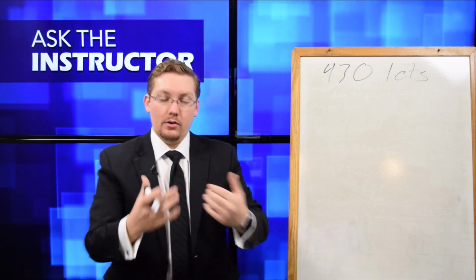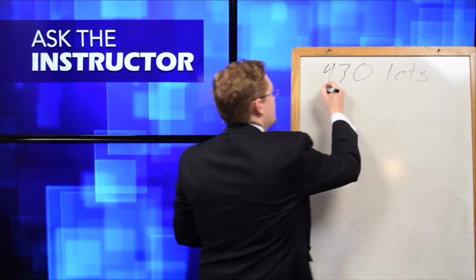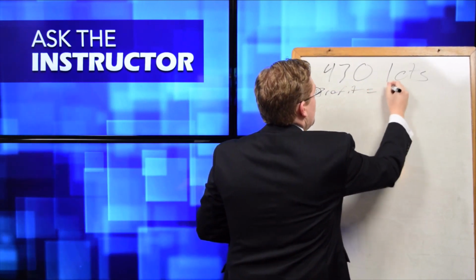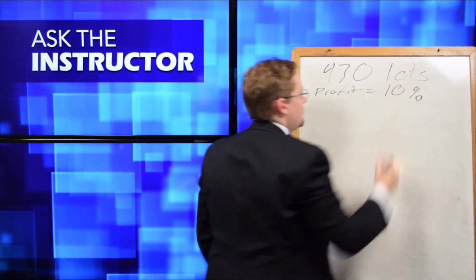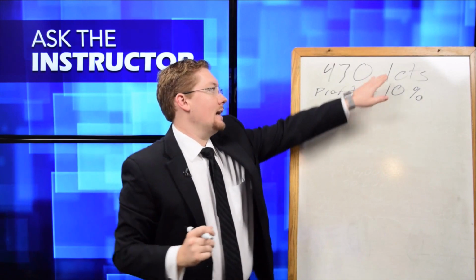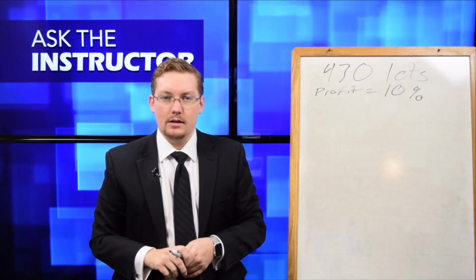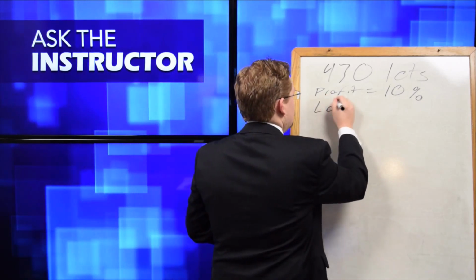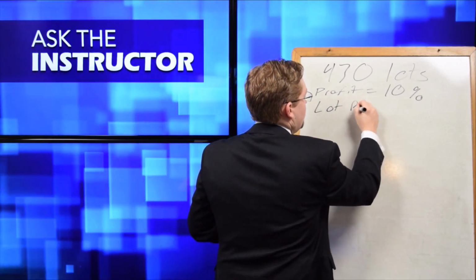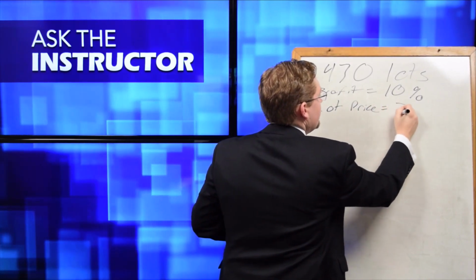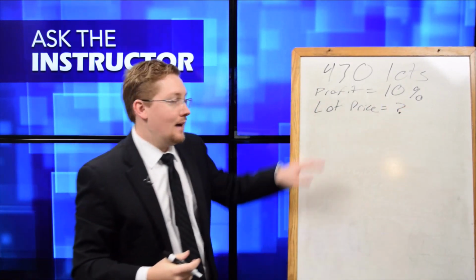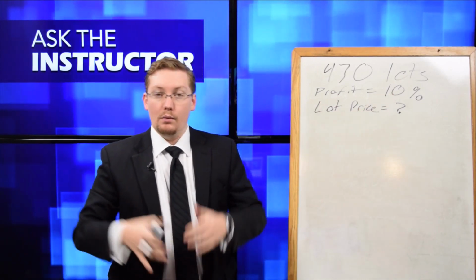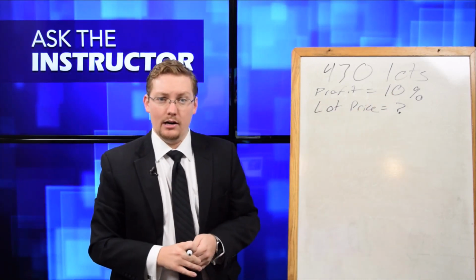Because what we need to do is take, let's say the investor wants a profit of 10%. So the investor wants to get a 10% profit on these 430 lots. In order to figure out what profit, we need to figure out the lot cost, or lot price, I should say, since we're reselling them. That's what we're trying to find out: how much this investor should price these lots at to get a 10% profit. Well, in order to figure out the profit, we need to figure out the cost.